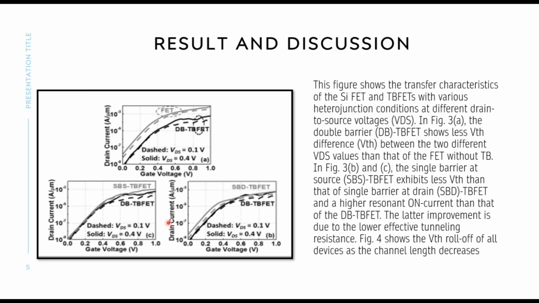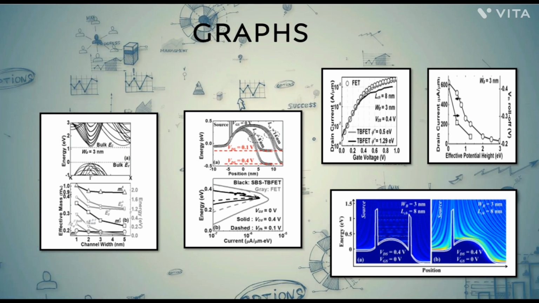So this figure shows the transfer characteristic of the silicon FET and the tunneling barrier FET with various heterojunction conditions at different drain source voltages. So this first graph shows that the double barrier TB FET shows less difference between two different VDS values. So this B and C graph shows the single barrier source SBS TB FET exhibits less than the single barrier drain. So finally, the width roll-off devices as the channel length decreases. So these are some graphs which are inferred in our paper.